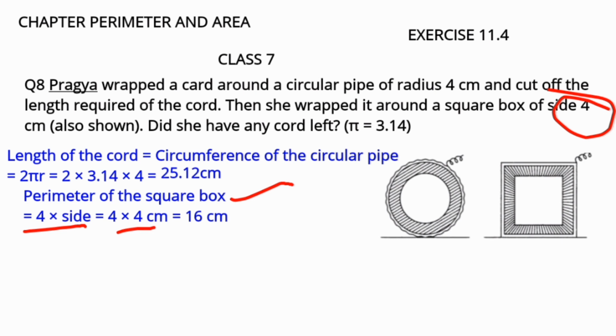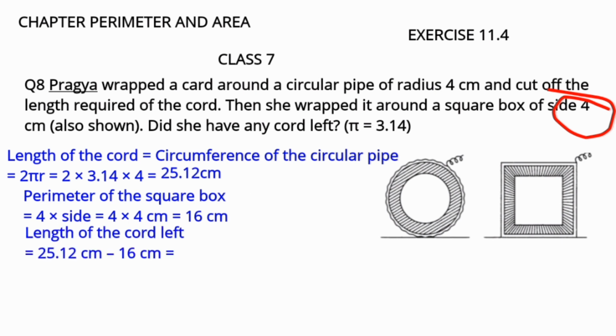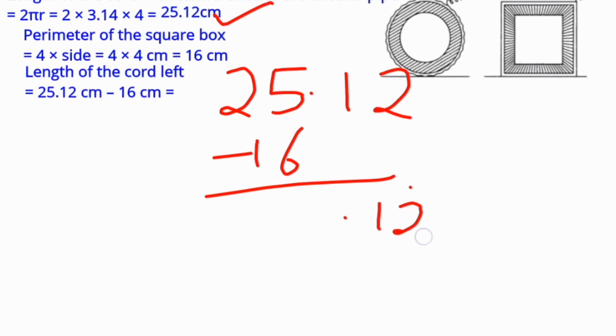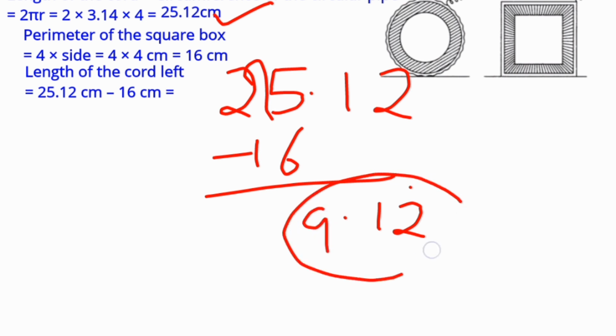Now next we will subtract both the lengths to find out the remaining length, the cord left with Pragya. We will subtract the length of cord required for the square box from the length of the cord required for the circular pipe. So 25.12 minus 16. So 0.12 will come directly. So 1 carry. 15 minus 6, 9. So 9.12 centimeter is the cord left.